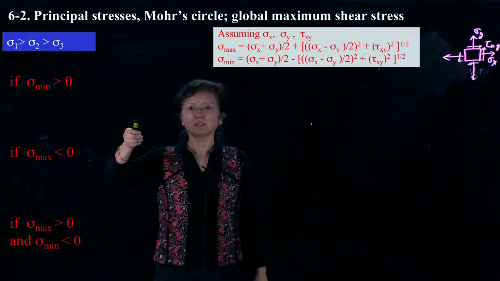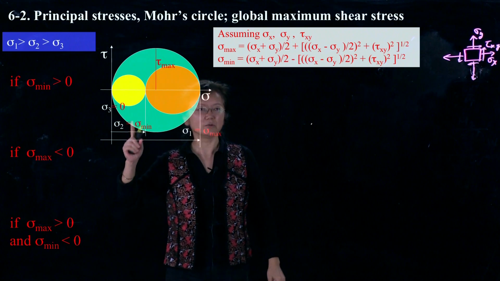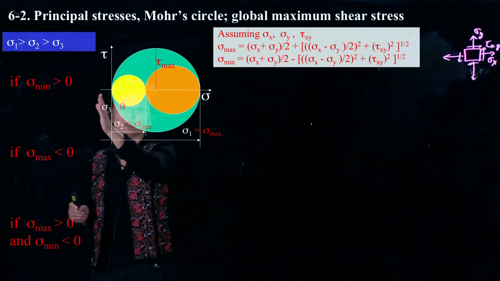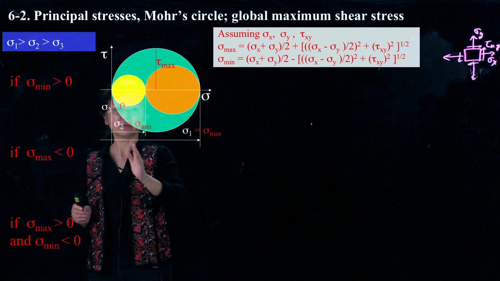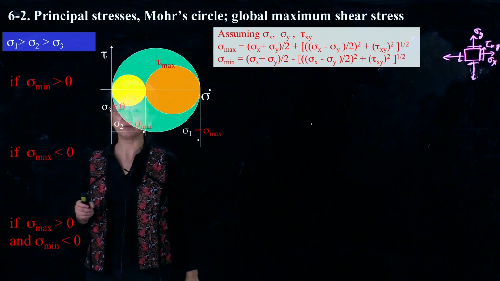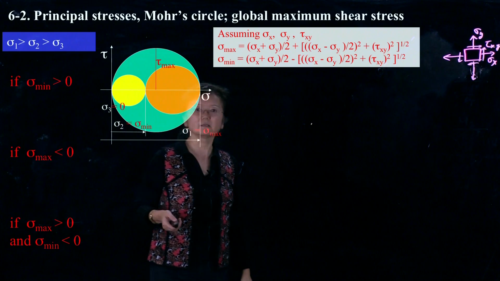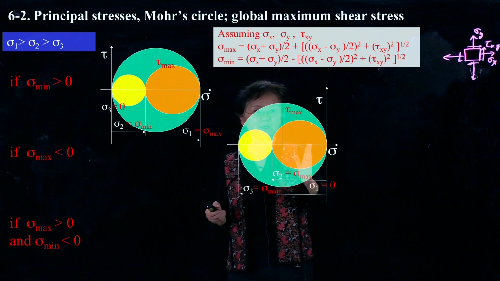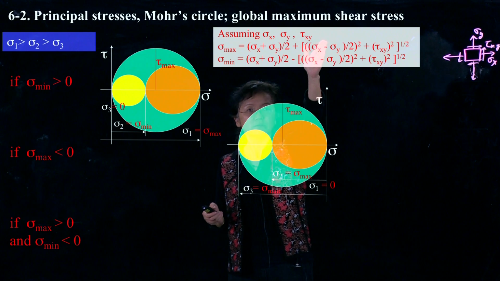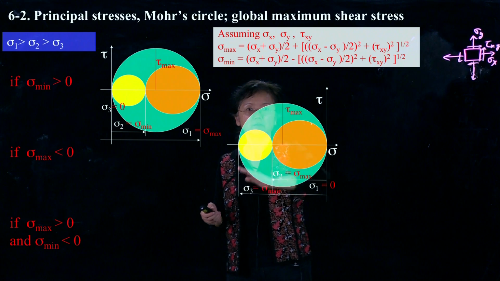Both are positive. That means 0 is the smallest. So sigma 3 is 0, sigma 2 is sigma minimum, and sigma 1 is sigma maximum over here. Second case, both of these are negative. That means 0 is the largest. So sigma 1 is 0, and sigma 2 goes to maximum from here, and sigma 3 goes to minimum over here.